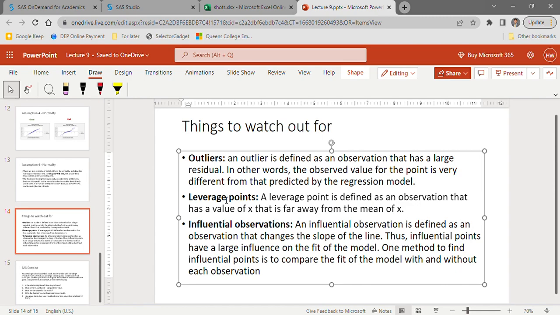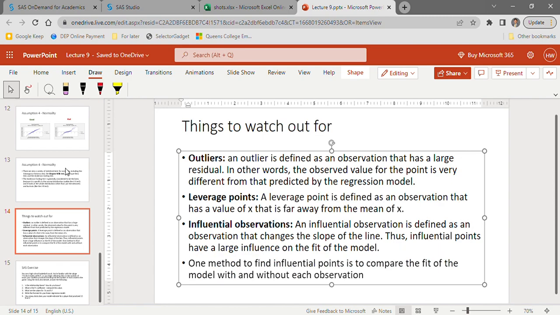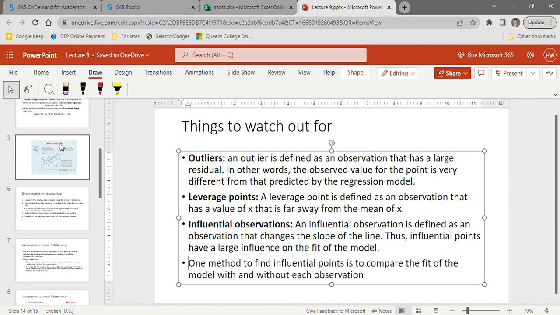And then influential observations. An influential observation is defined as an observation that changes the slope of the line. So an influential observation could be an outlier. It could be a leverage point, right? Thus, influential points have a large influence on the fit of the model. One method to find influential points is to compare the fit of the model with and without each observation. So let's come back to this slide right over here again.